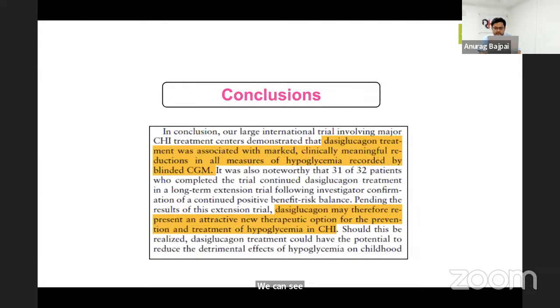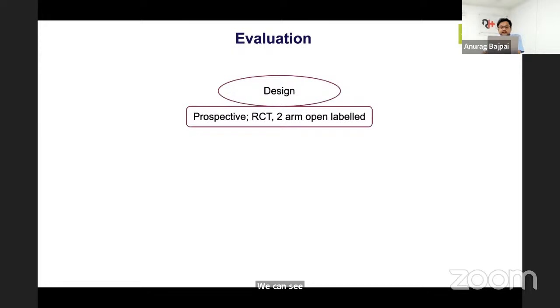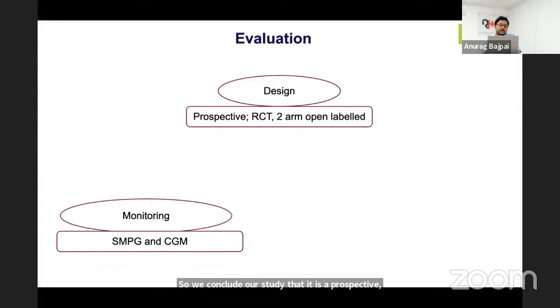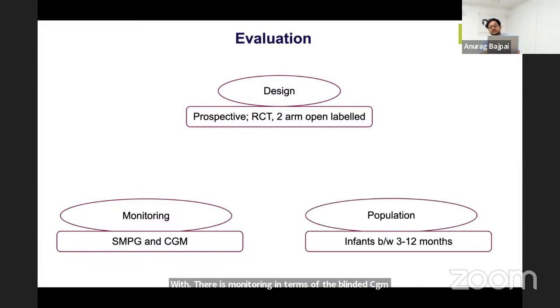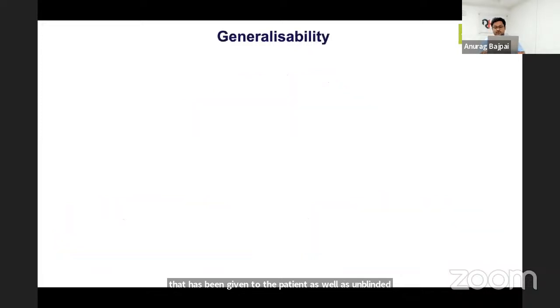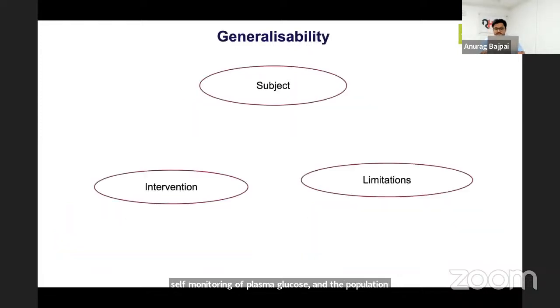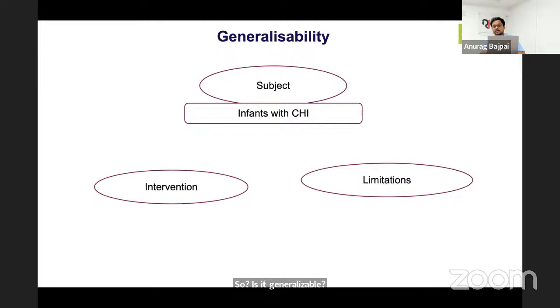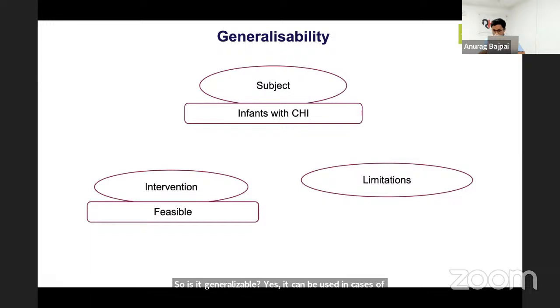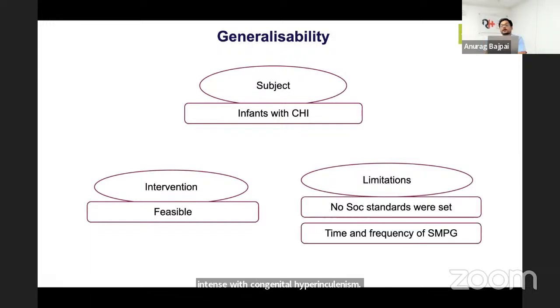So we conclude that our study is a prospective randomized control trial with monitoring by blinded CGM given to the patient, as well as unblinded self-monitoring of plasma glucose. The population was infants between 3 to 12 months of age. So is it generalizable? Yes, it can be used in cases of infants with congenital hyperinsulinism, and this intervention is feasible.